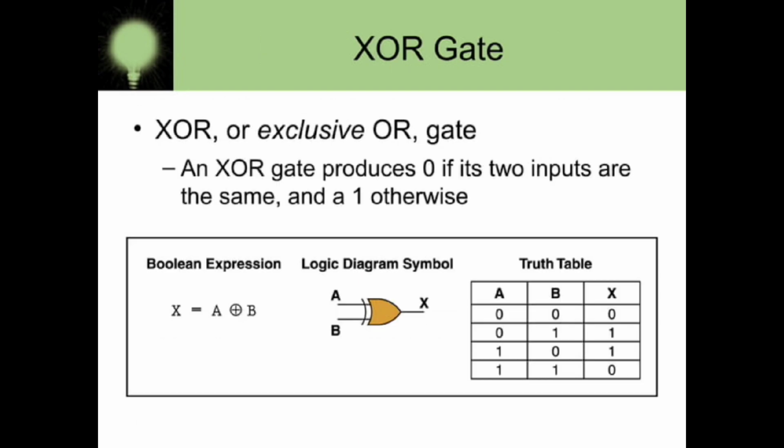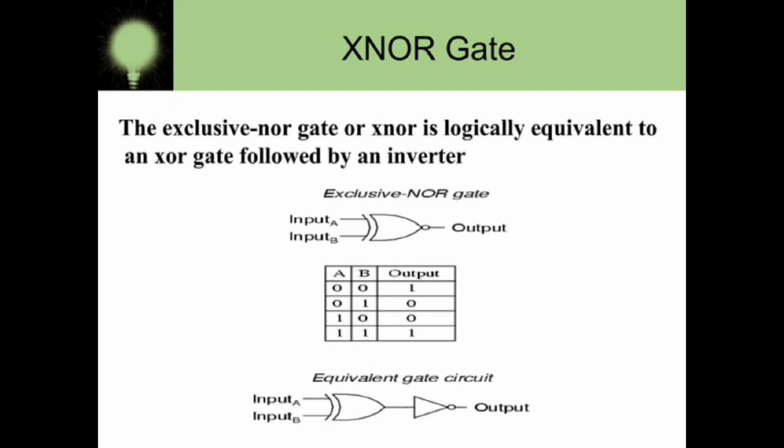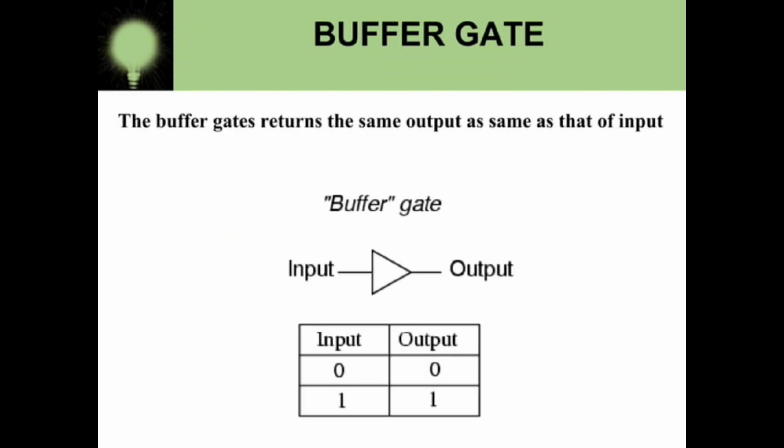XOR gate, or exclusive OR gate. An XOR gate produces 0 if its two inputs are the same and a 1 otherwise. XNOR gate. The exclusive NOR gate, or XNOR, is logically equivalent to an XOR gate followed by an inverter. Buffer gate. The buffer gate returns the same output as that of the input.